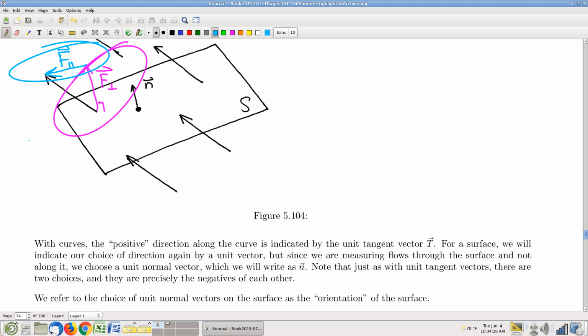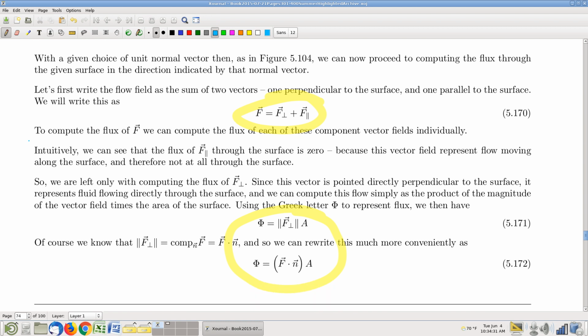Okay. So that's the big idea here. We're interested in that perpendicular part. We're not interested in the parallel part. We're going to basically just throw that part away. This perpendicular part, the magnitude of that perpendicular part times the area, this is what we're going to define to be flux. And we use this Greek letter, capital Phi. Phi for flux, pretty natural to motivate.